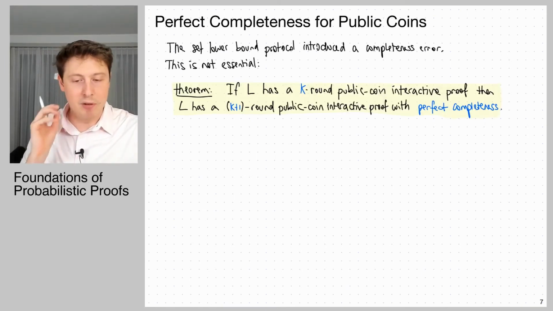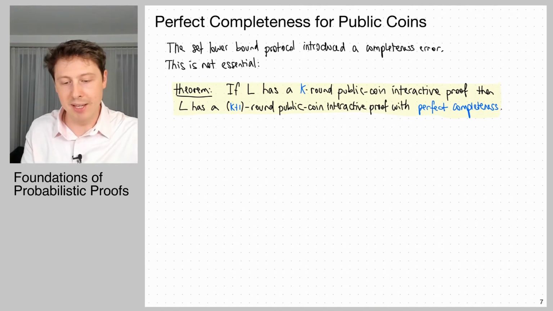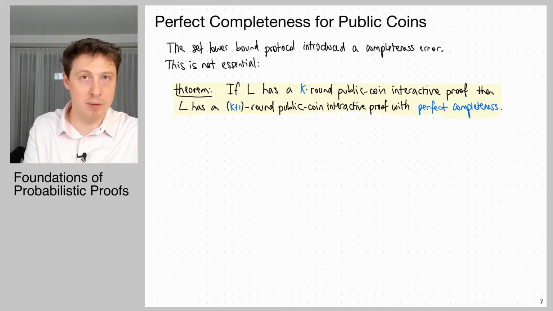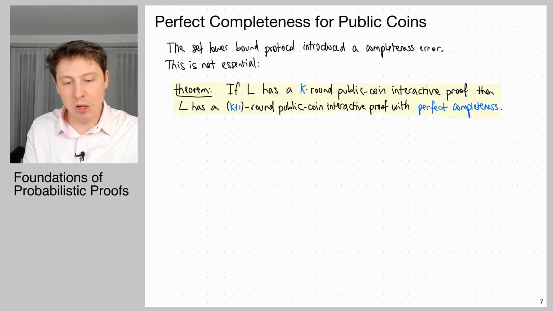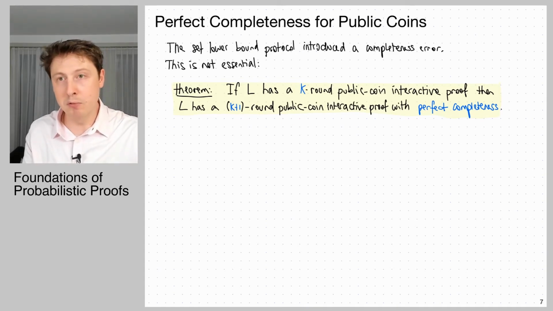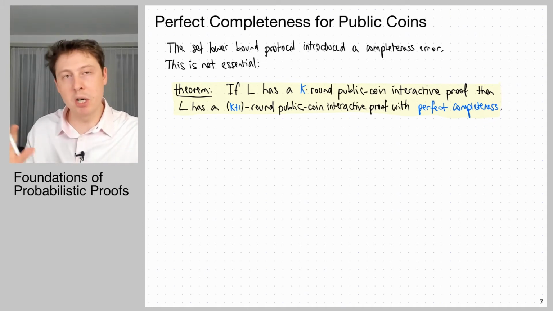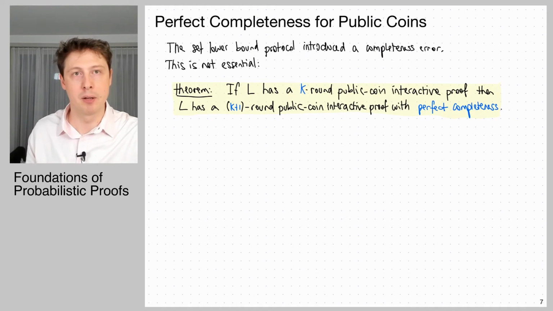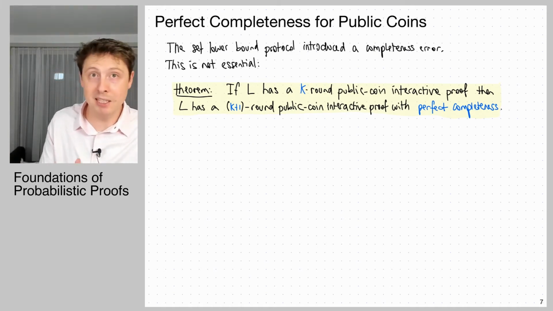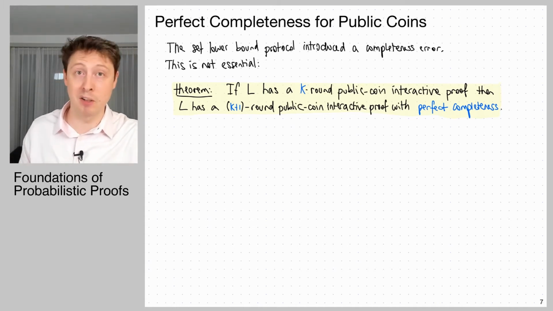There is a generic transformation that says that if you have a language that has a k-round public coin interactive proof, for example, 1 round for GNI in the prior slide, then L also has a k+1 round, so 1 extra round, public coin interactive proof with perfect completeness. Okay, so at the cost of 1 extra round, you can just recover perfect completeness right away. All right? It is always true, and in particular, it is true for GNI. And in that case, it would give us a 2-round public coin interactive proof for GNI with perfect completeness.